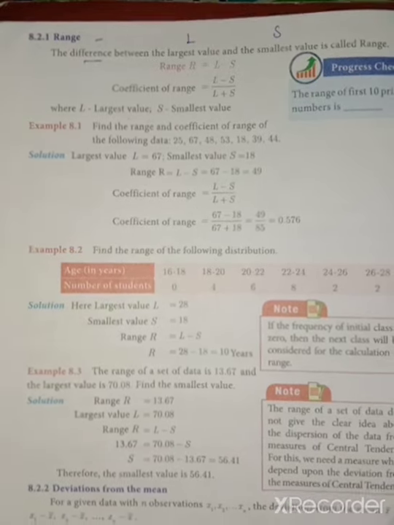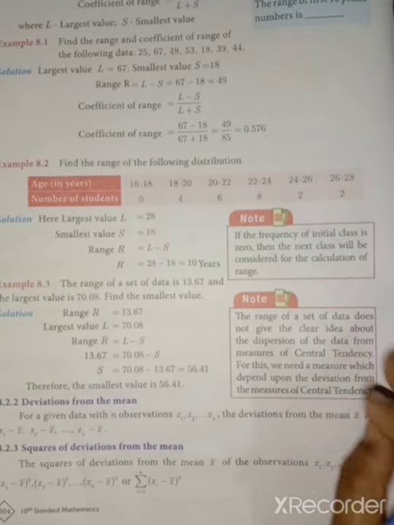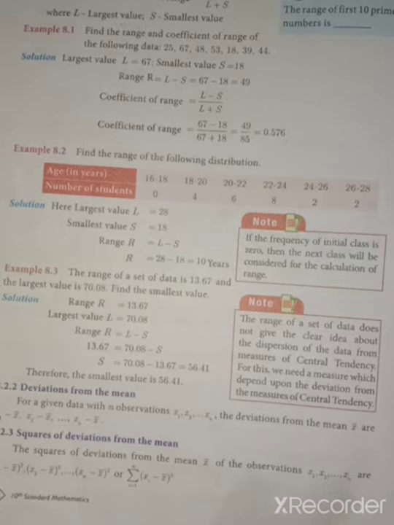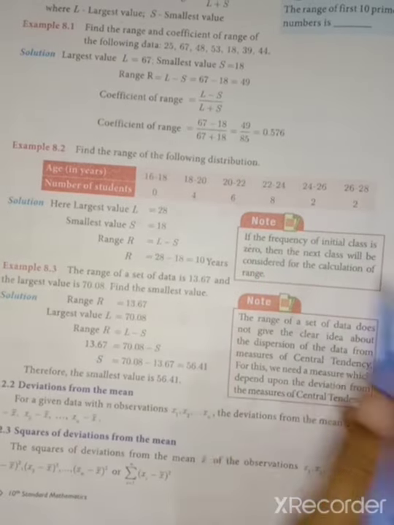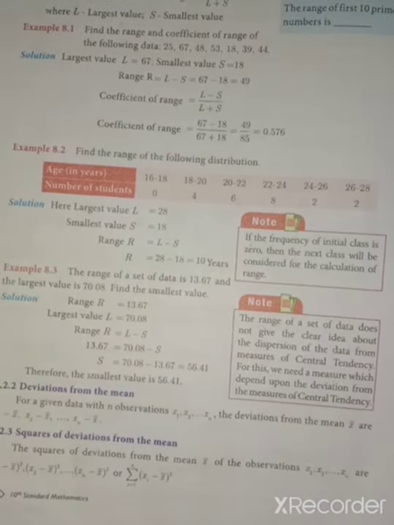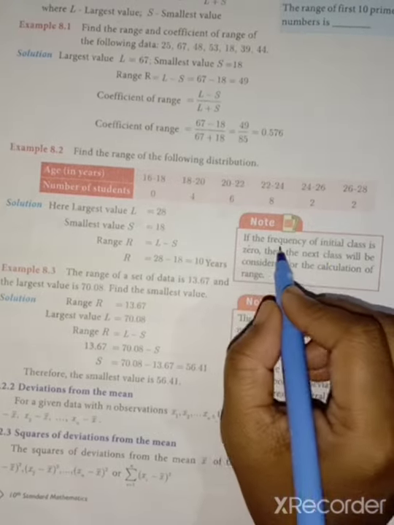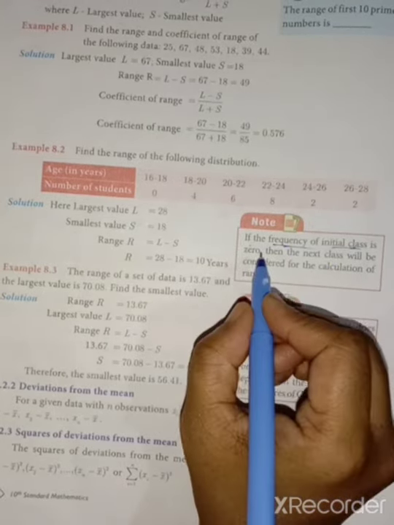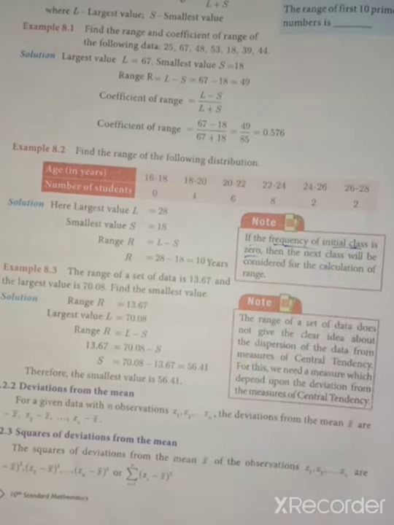Then see the next one. Here we have two notes. You just recall them in the book itself. That is, if the frequency of the initial class is 0, then the next class will be considered for the calculation of range. The frequency of the initial value is always what? 0. So the next class will be considered for the range.